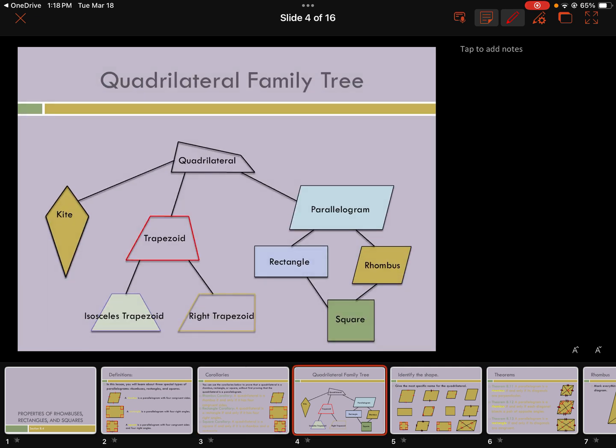So if we look at our family tree, we are focusing on the special types of parallelograms. Rectangles, rhombuses, and squares are the special types. All of them are parallelograms. And remember, a square is both a rectangle and a rhombus. That's why it's situated underneath.